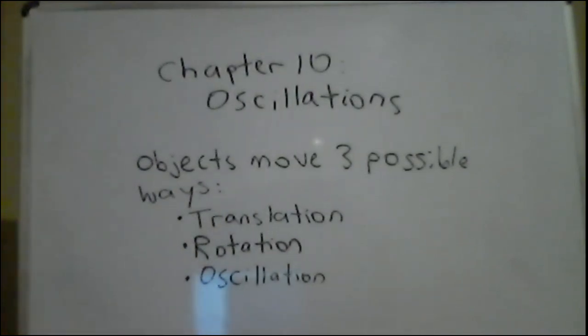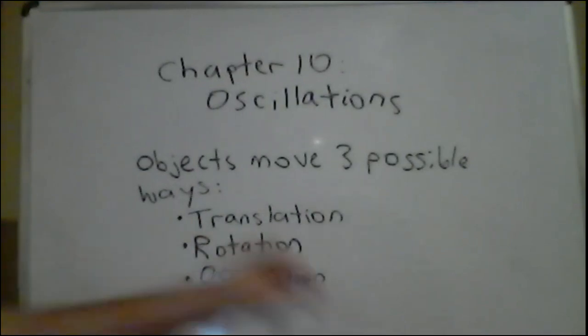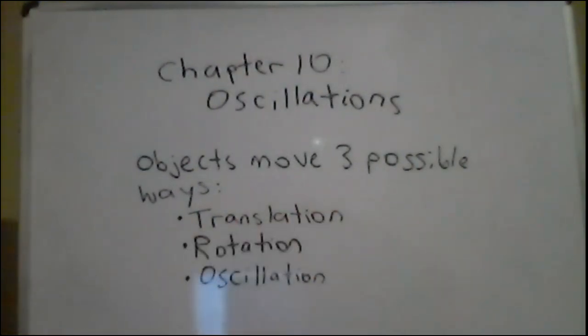Okay, and we're studying mechanics, which is the study of objects in motion. And so how do objects move? They move three possible ways. We have discussed translation throughout the majority of this class. Translation is that the object moves as if its entire mass is located at its center of mass. All right, rotation, we talked about that in the last two chapters.